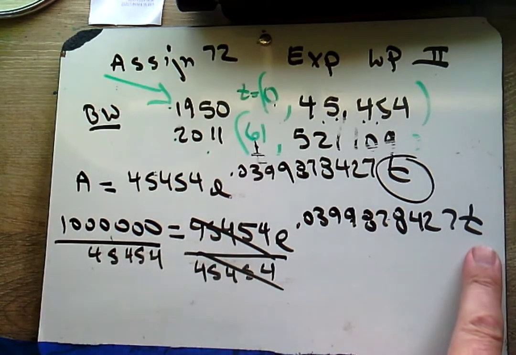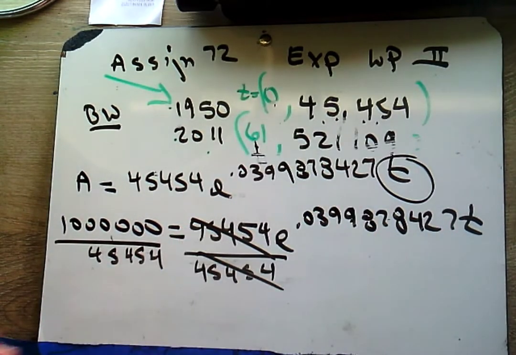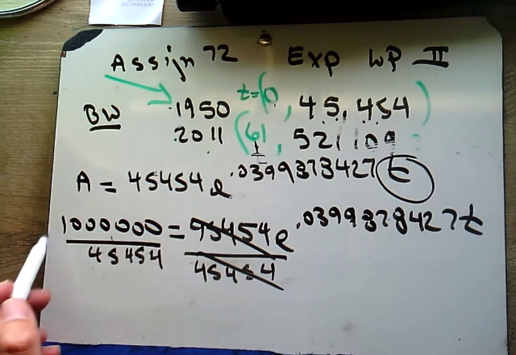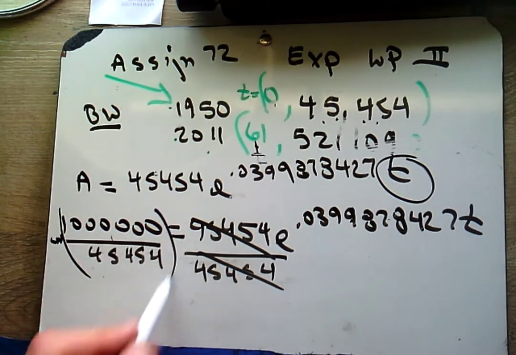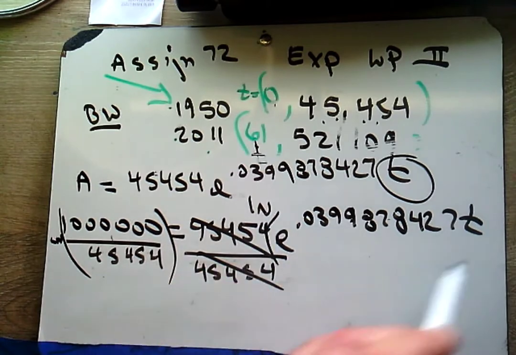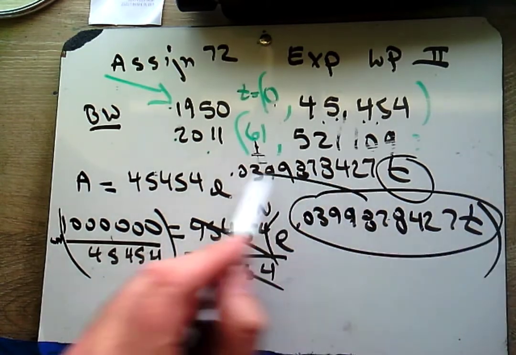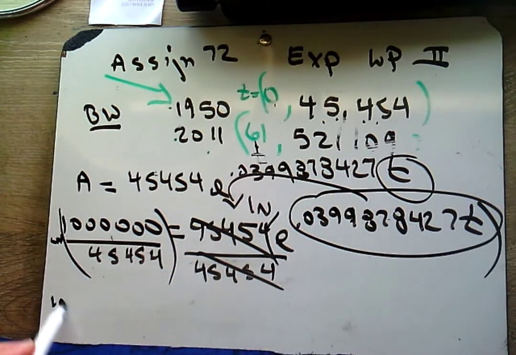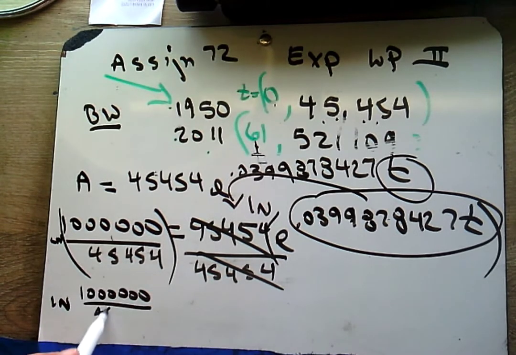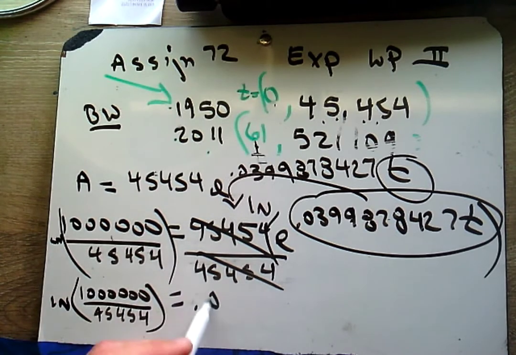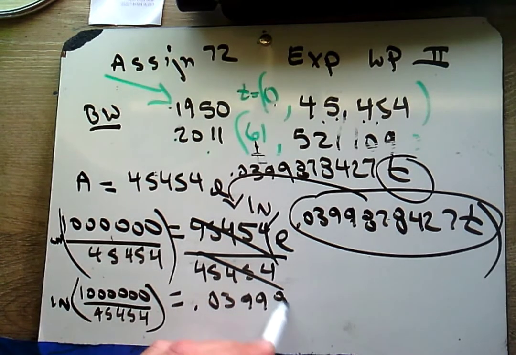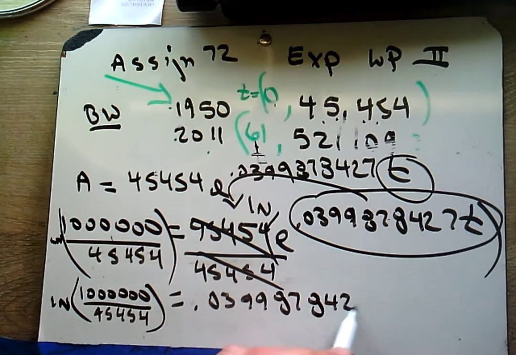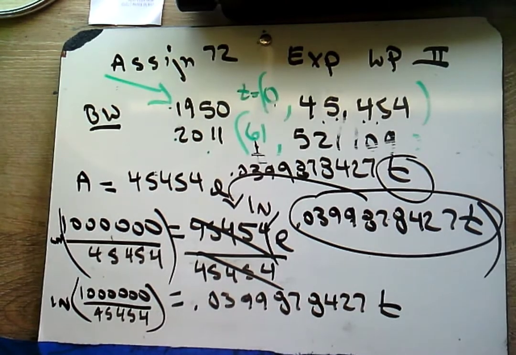And then, how am I going to get this down? That's right, I'm going to take the ln of both sides. I take the ln over here, and the ln over here. I can bring down this exponent. So I'm going to have the ln of 1 million over 45454 equals 0.03998788427t. Fabulous, but I'm looking for t.